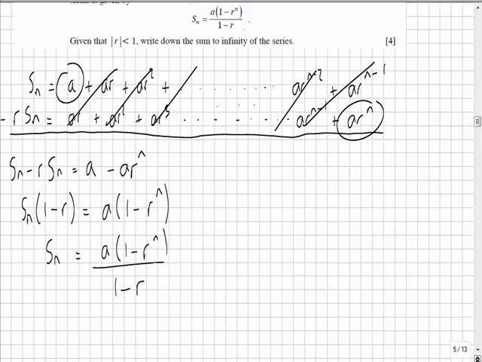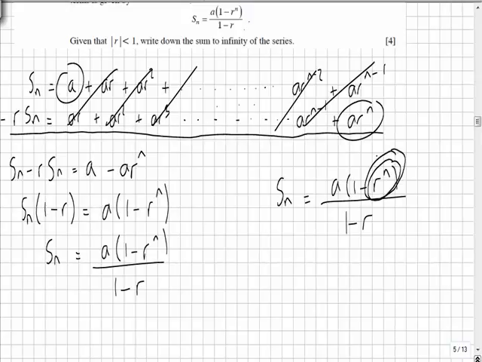It also says that given that the modulus of r is less than 1, write down the sum to infinity of the series. Well, if r is less than 1 and we're looking for an infinite number of terms, if we just examine this sum to any number of terms, the only thing that's going to be affected is this here. Remembering that the modulus of r is less than 1, so it's effectively a decimal number, to the power of an infinite number would mean that this would actually tend towards 0.